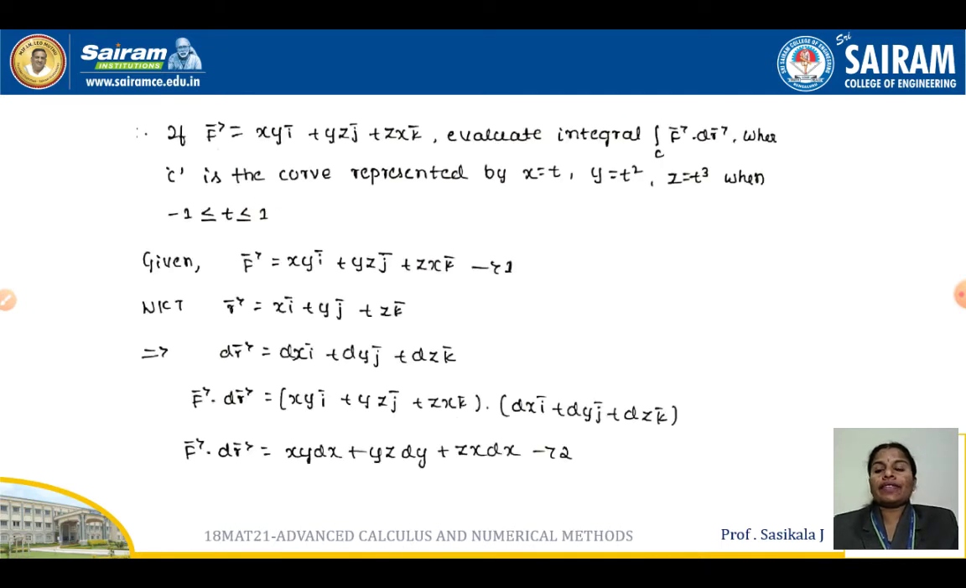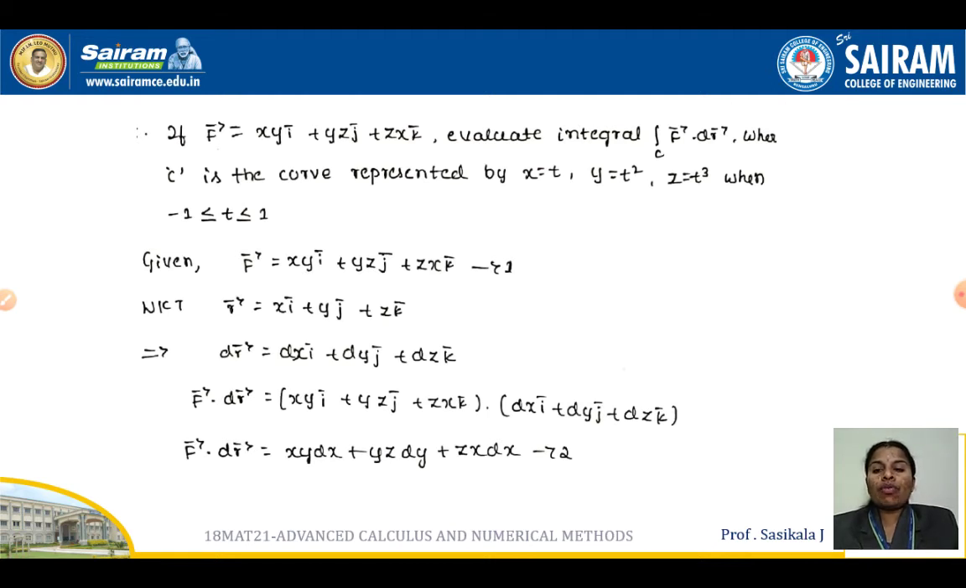Okay, so next question. F vector is xy i vector plus yz j vector plus zx k vector. Evaluate the integration over the curve C of F vector dot dr vector, where C is a curve represented by x equal to t, y equal to t square, and z equal to t cube, where minus 1 is less than or equal to t is less than or equal to 1.